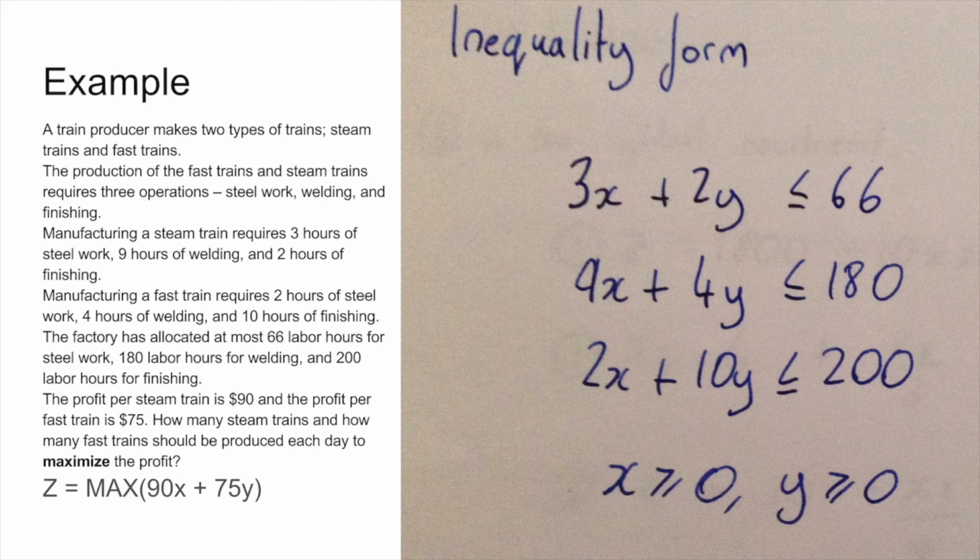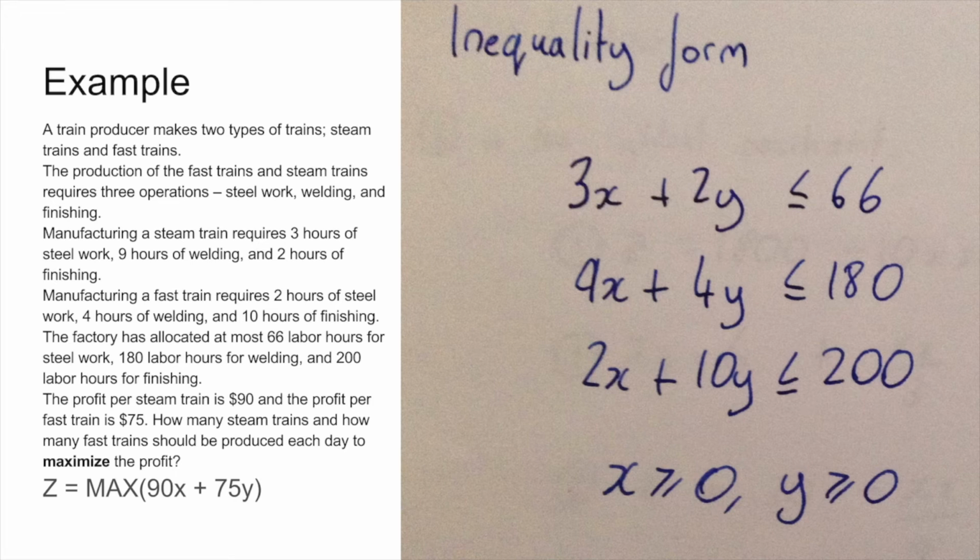We will derive an objective function and a series of constraints from the following problem. A train producer makes two types of trains, steam trains and fast trains. The production of the fast trains and steam trains requires three operations: steelwork, welding, and finishing.